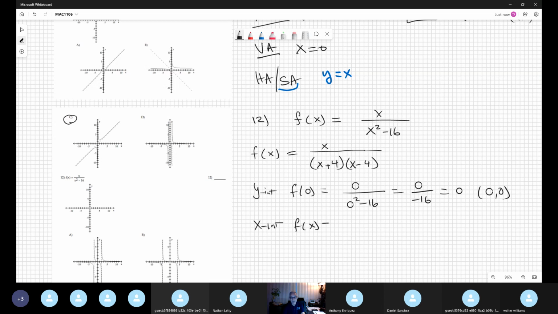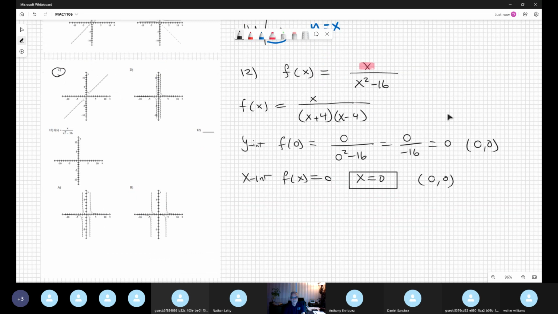This is f of x equals 0. Actually, the only thing I care about is the top part. To find the x-intercept, I take the polynomial in the top and force it to be 0. And this coincides with the y-intercept idea. It's 0, 0. So we have only one. Okay, it's coincident, the y-intercept and x-intercept.